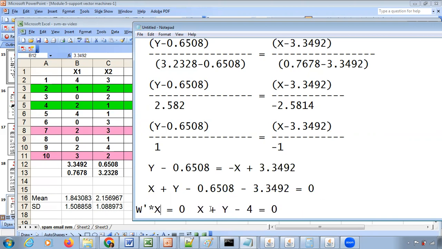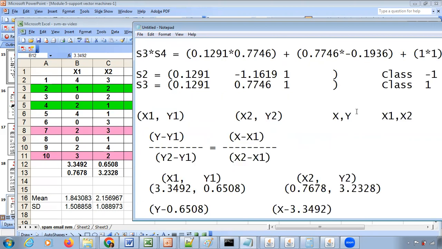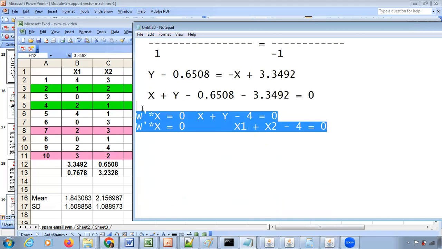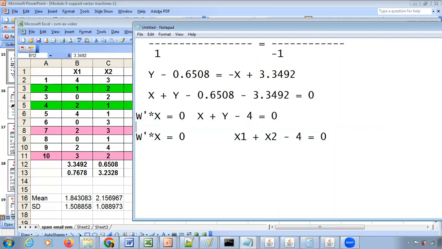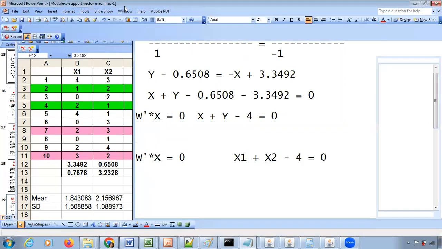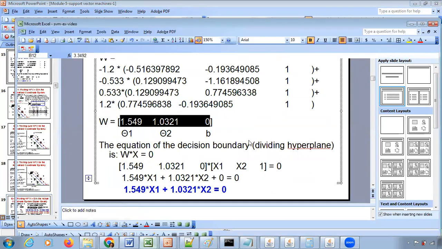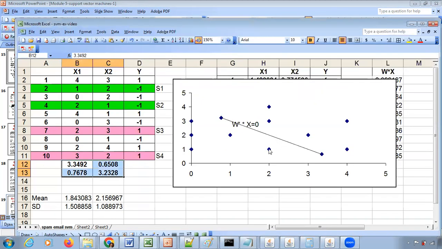Okay, so now we need to replace x, y with X1, X2. So that's going to be W prime times X equals 0, same as X1 plus X2 minus 4 equals 0. So X is replaced with X1 and Y with X2. So this is the equation for our decision boundary in the raw coordinate system. The equation in the raw coordinate system is X1 plus X2 minus 4 equals 0.